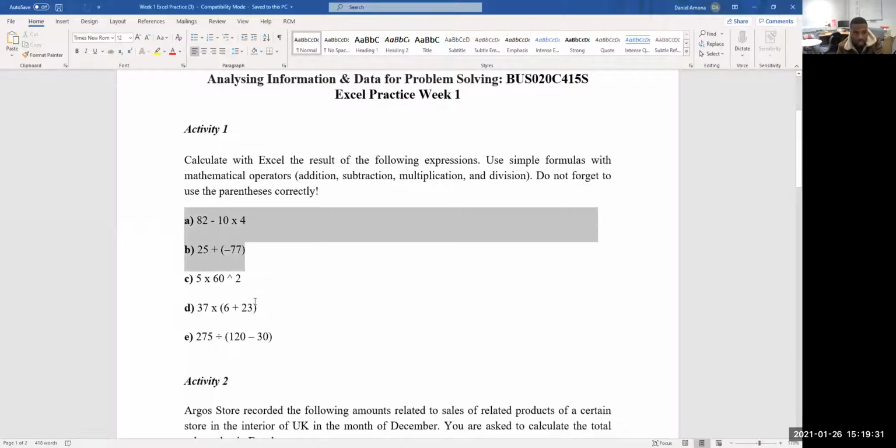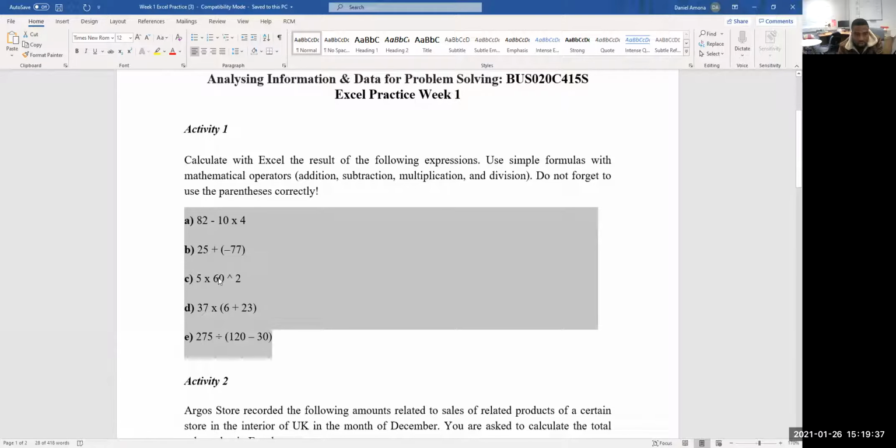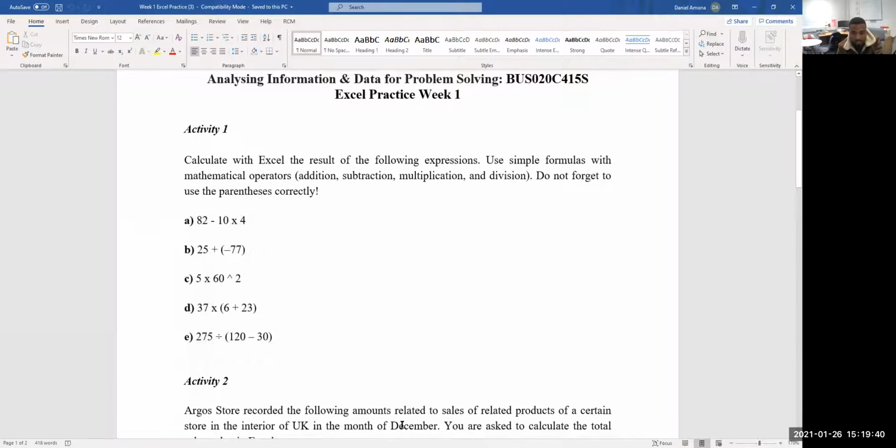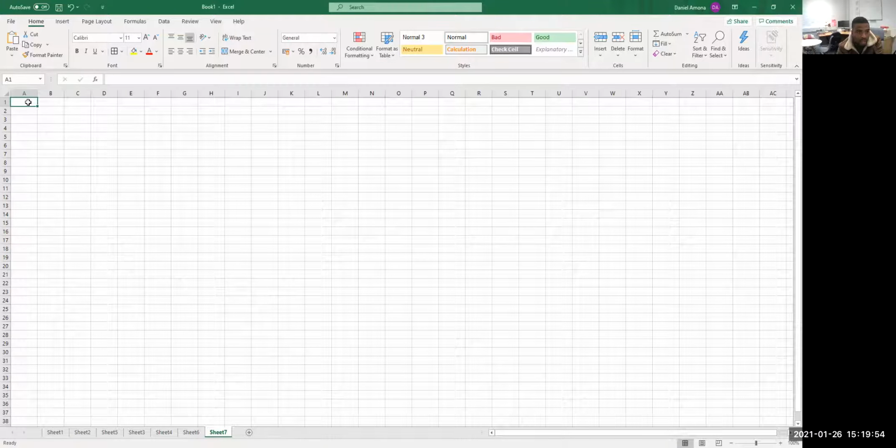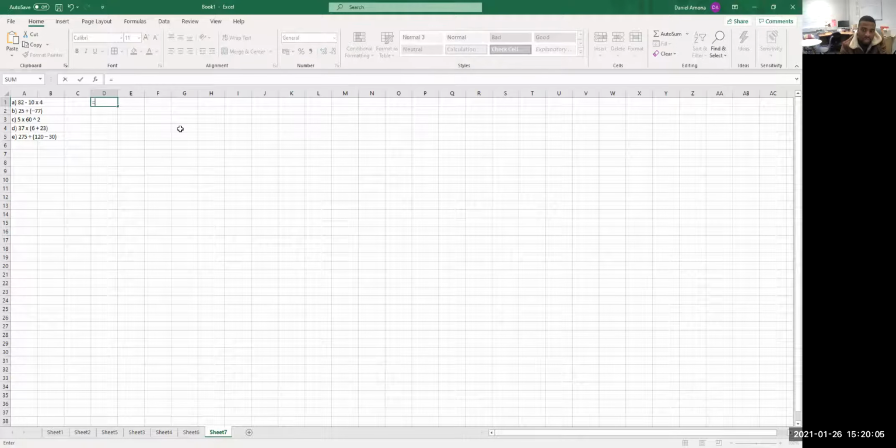Here, we look at following these expressions and using mathematical operations to work out something in Excel. So we copy and paste and go to Excel, because we'll be using Excel a lot. We open a new sheet and paste what we have. In order to do these expressions, we use this column here. The first thing to do is always to put the equal to sign. That tells Excel that you are requesting it to carry out a mathematical operation.